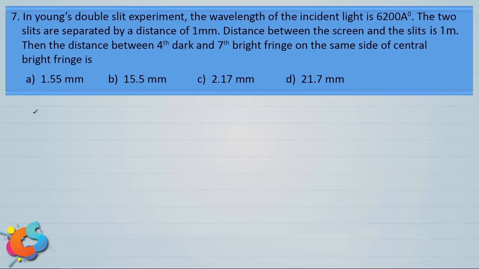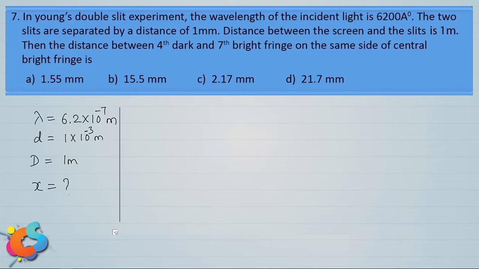Now this is a problem based on the distance between the fringes. Let's write out the data first. The wavelength of the incident light is 6200 angstrom, which can be written as 6.2 into 10 power minus 7 meter. The slit separation is given to be 1 millimeter. Distance of the screen from the slits is 1 meter. And we are supposed to find the distance between fringes on the same side of the central bright fringe.